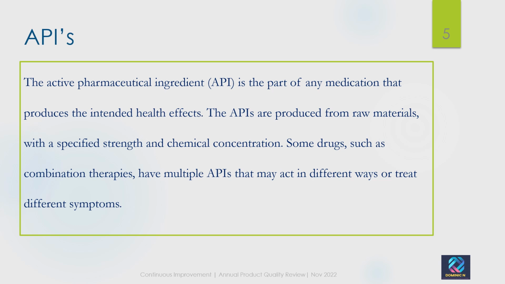Then what are APIs? APIs are active pharmaceutical ingredients. It's a part of any medication that produces an intended health effect. The APIs are produced from raw materials with a specified strength and chemical concentration. Some drugs, such as combination therapies, have multiple APIs that may act in different ways or treat different symptoms.